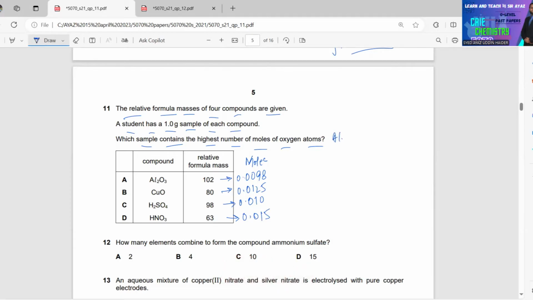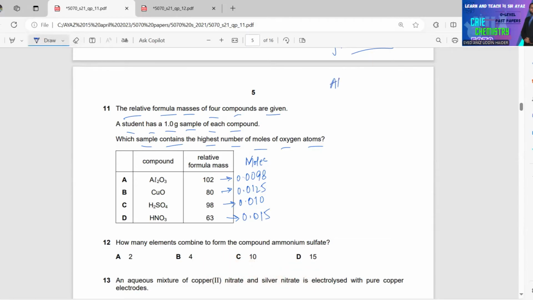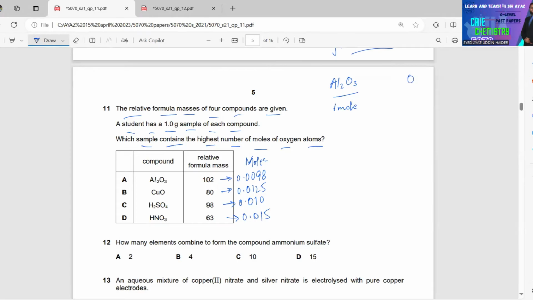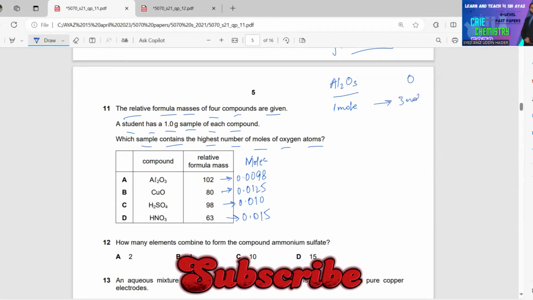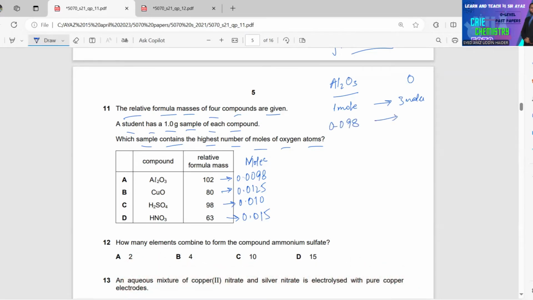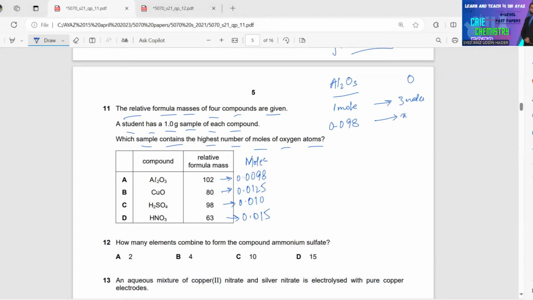So Al2O3, if you look at the formula, 1 mole is producing 3 moles of oxygen. Al2O3, 1 mole gives 3 moles of oxygen. Therefore, 0.0098 gives X moles. So 3 will be multiplied by 0.0098. 0.294 moles of oxygen.